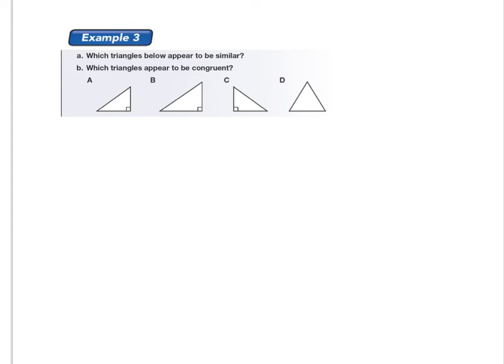So example 3 says, which triangles below appear to be similar? And then we'll go to example B after that. So look at all the triangles here. Again, they have to be the exact same shape. So not just are they triangles, but they have to look like they're the same types of triangles. Alright, well, similar. If I look at A, that's a right triangle. It's got a right angle. B is also a right triangle. C is also a right triangle. But D is not. D is an equilateral triangle. Okay, we should know those. Equilateral means it's got all the same sides. So that's a regular triangle.